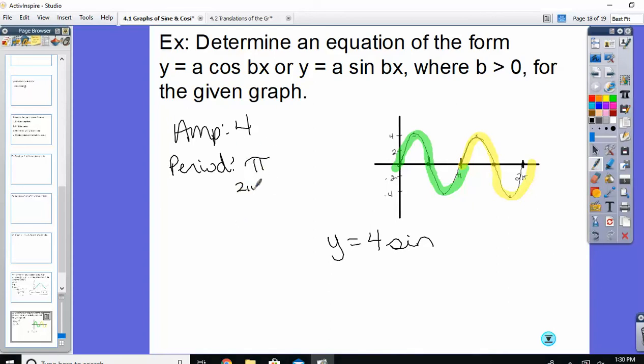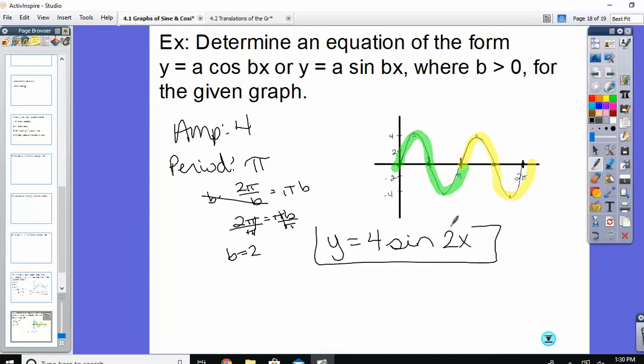So that means 2 pi over b equals pi. Divided by pi. And your b is 2. So it's 4 sine of 2x. That's all we have left to finish from section 1. So now you can do those last 2 homework problems. Are there any questions about that?